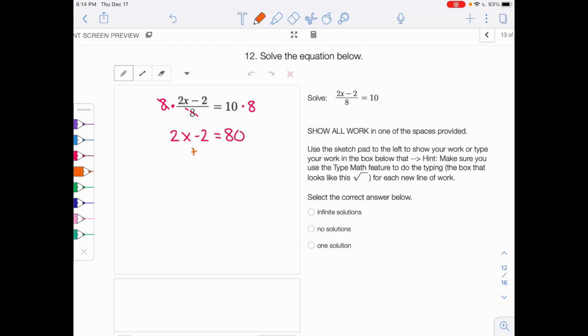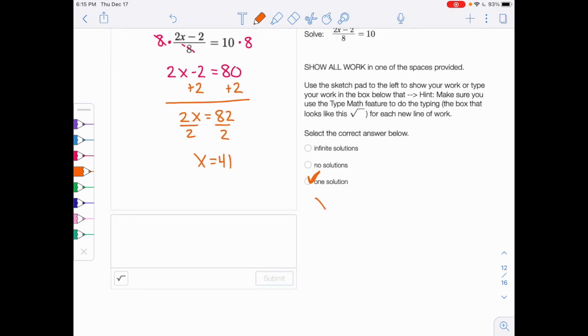I'm then going to add 2 to both sides. 2x equals 82. Divide by 2. X is 41. This is considered one solution, and when it asks what's the one solution, you should write x equals 41.